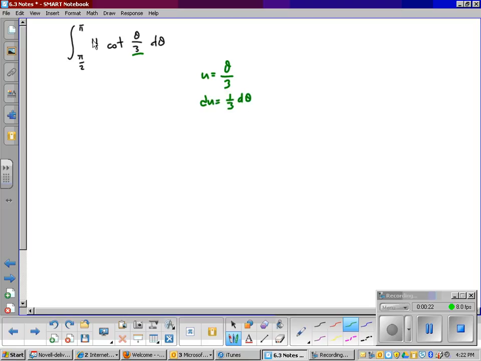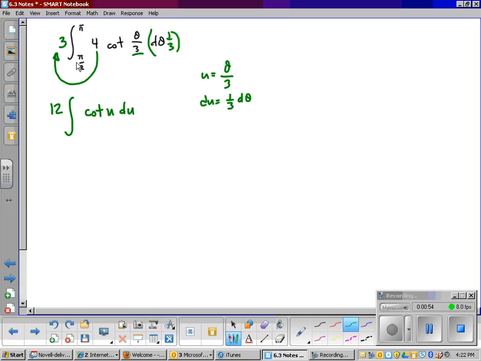I have a 4, but that's not helping with the du that I need, so I'm going to multiply d theta by 1/3, which means I also need to multiply everything by 3. Now I can make that substitution. This 4 is not doing any good inside the integrand, so I'm going to move it out to the front and multiply it by the 3 that's there, and that gives me 12 times the integral of cotangent, and then theta over 3 is our u, and 1/3 d theta is du. So now this part is in terms of u.